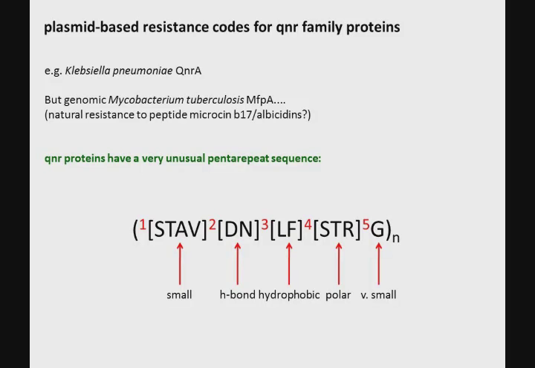And QNR family have a massive array of repeats in a row. So they're long proteins, but every 5 amino acids in turn follows a pattern. So the first amino acid in the repeat would be small. The second amino acid in the repeat would be capable of making a hydrogen bond. The third would always be hydrophobic. The fourth would always be polar. And the fifth was almost always glycine. And then it repeated again for several hundred amino acids. And this gave you resistance to fluoroquinolones.